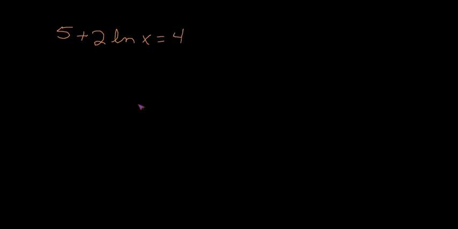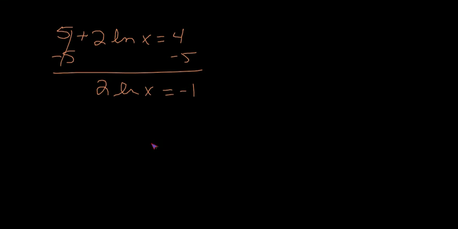So again, we're going to go back to simple algebra. We're going to isolate by subtracting 5 on both sides. So this goes away. We get 2 times natural log of x equals negative 1. I'm going to divide both sides by 2. So now I have natural log of x equals negative 1/2. And again, here's where we could either invoke one of the properties or we can do our shortcut, which is what I'm going to do.